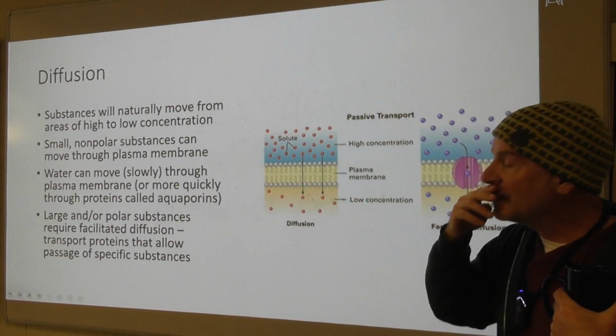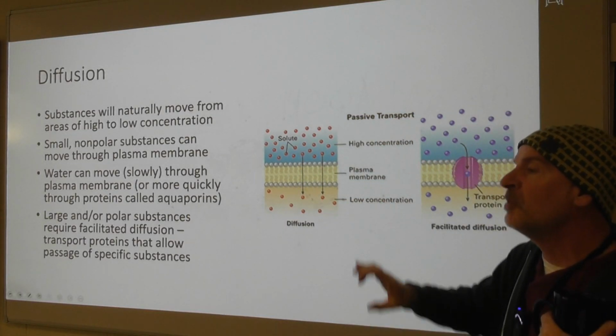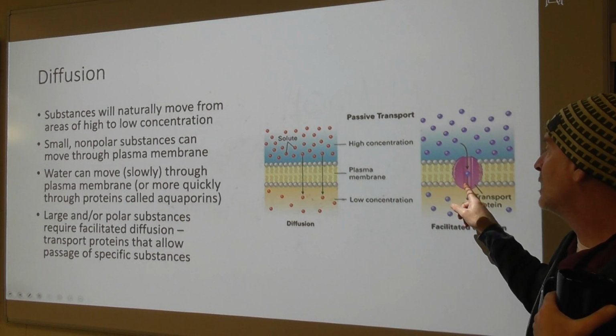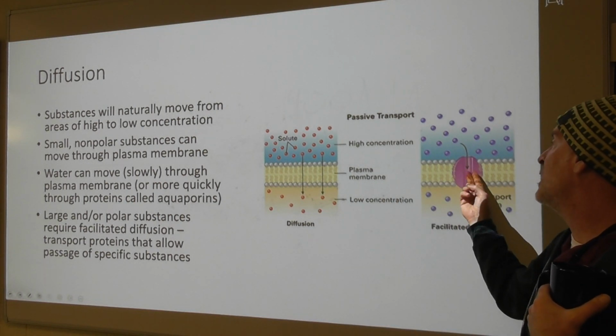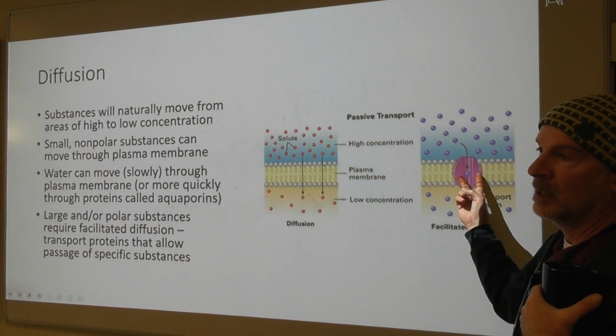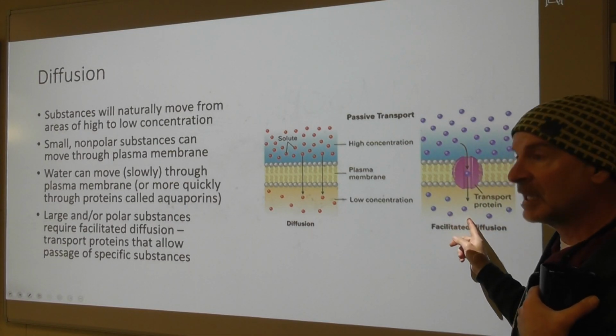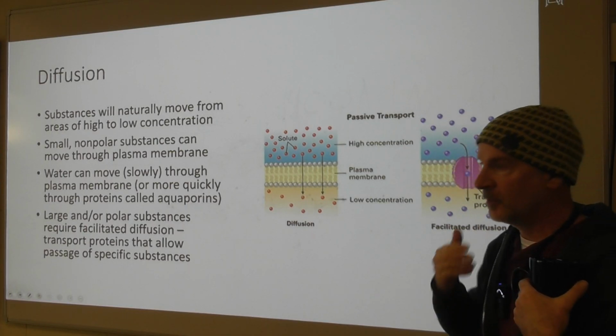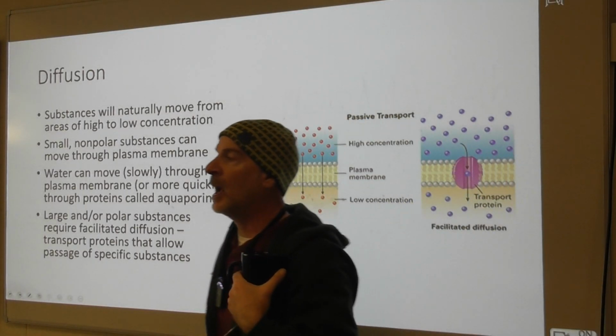So cells that require a lot of water movement across the membrane have a lot of these aquaporins. That just basically creates a pathway, and the water doesn't stick to those, so it can move much more quickly into or out of the cell.